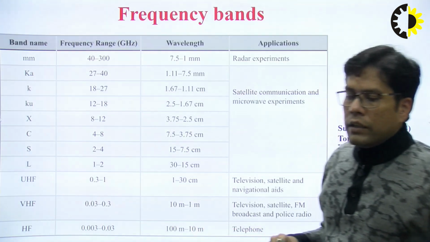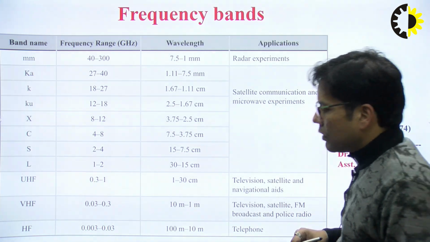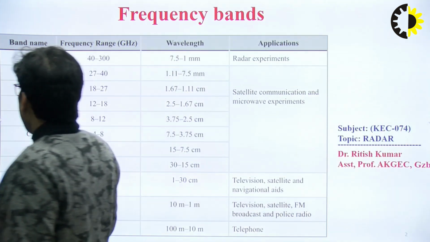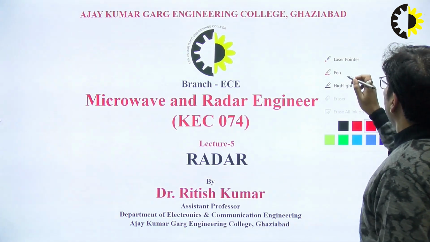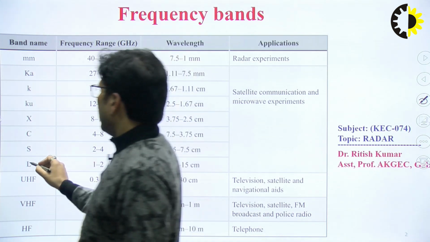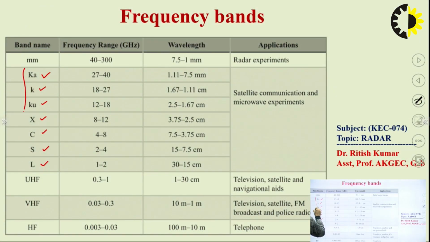Before starting the topic of radar, we need to understand the different bands that lie in the microwave region, such as L, S, C, X, Ku, K and Ka. These are the important bands that we need to know for the microwave subjects. It starts from 1 up to 40 gigahertz, and different frequency ranges have different names.